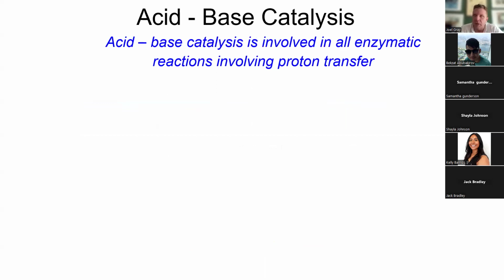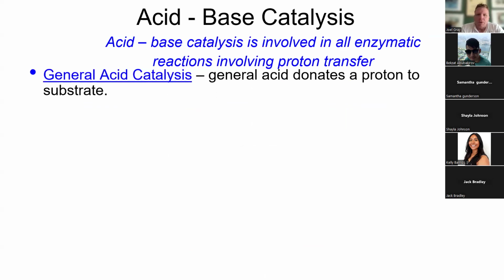We're going to introduce these different types of mechanisms, and then we're going to look at some examples of each of them. Acid-base catalysis is involved in all enzymatic reactions involving proton transfer. There are a couple of different angles you can look at this. One is general acid catalysis. A general acid donates a proton to a substrate. And that term general acid, in a biological context, we're thinking of as more than likely being an amino acid donating a proton to a substrate.